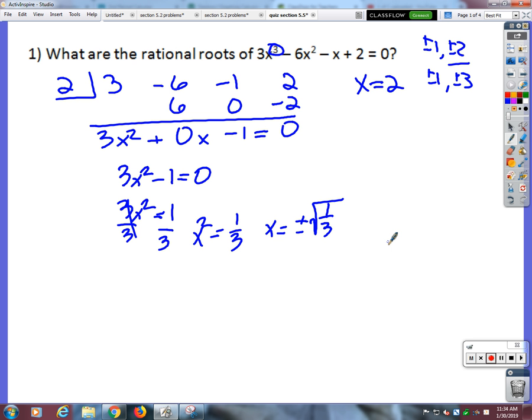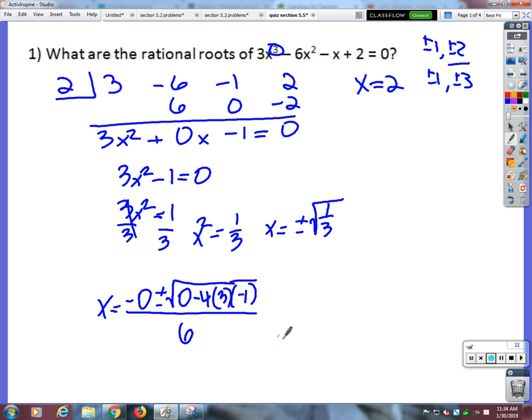So like I said, most of you got the first one, and then you just stopped. But remember that you still have to solve the polynomial that you get from the first time. So if you do the quadratic formula, then b is 0. So opposite of b is 0, plus or minus the square root of b squared, which is still 0, minus 4 times 3 times negative 1, all divided by 2a, which would be 6.